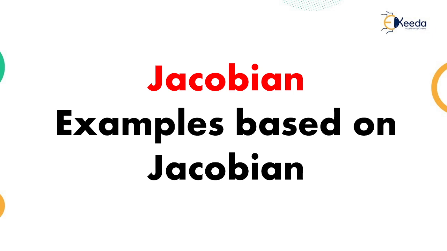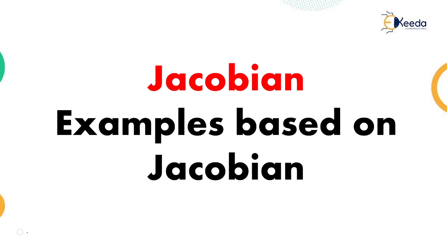Hi everyone. Today we are going to discuss examples based on Jacobian. In the last lecture we discussed what a Jacobian is, the concept of Jacobian especially and what properties it requires. Jacobian is nothing but an application of partial differentiation, where we keep the other variables constant and partially differentiate with respect to the given variable.